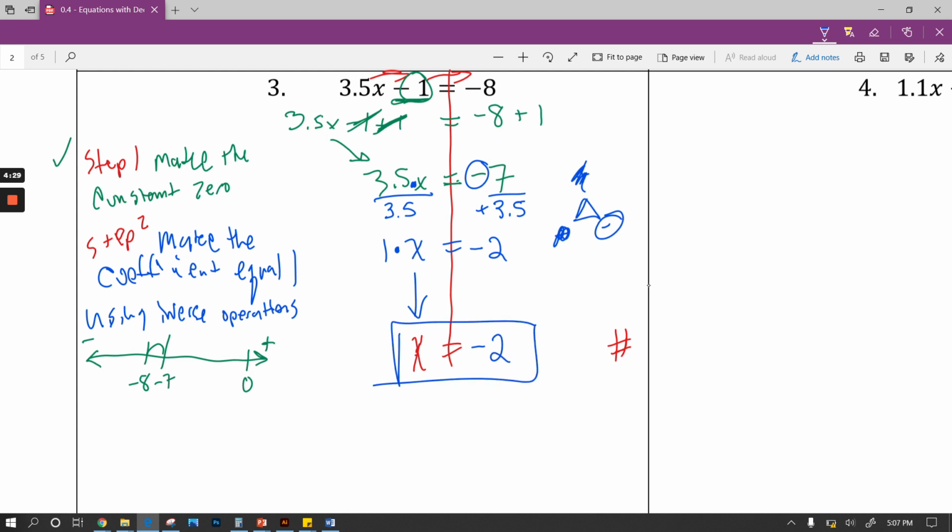So let's go ahead and punch that back in. Substitute that -2 in for x to the original equation. Check our work and see how we did. Now you should be prepared to tackle problem number 4.